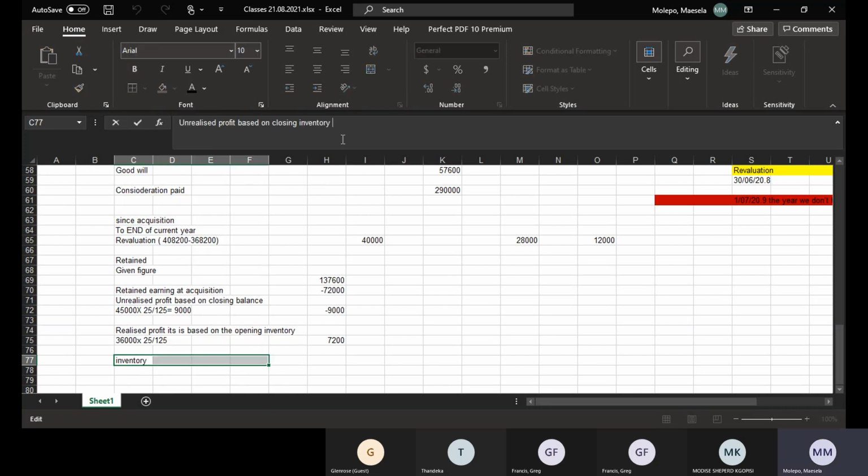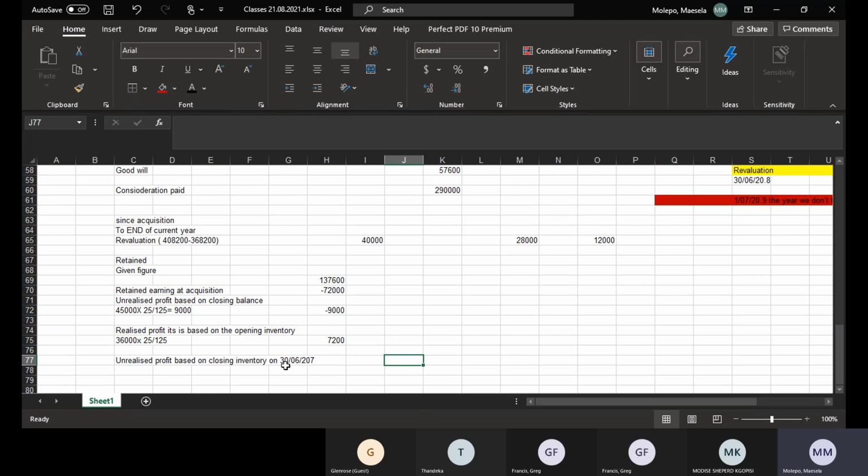Inventory on 30/06/2007. So it was a closing inventory on 30/06/2007. It was deducted. Now it is becoming the opening inventory in 2008. Now you realize it must be added back. So here it was minus the 7,200 because it was sitting in the closing, but now it became the opening and is realized. So now on this inventory part, the closing is minus.